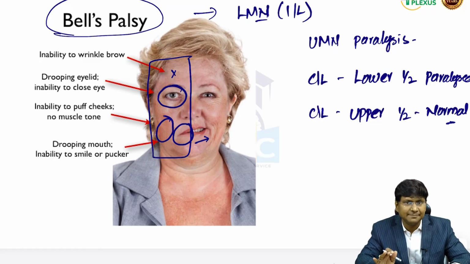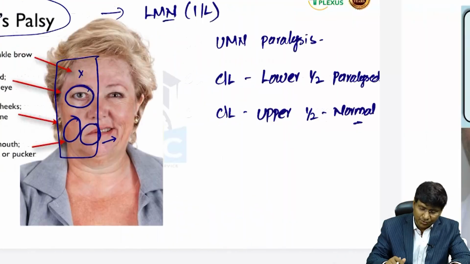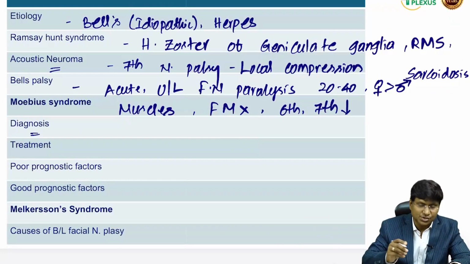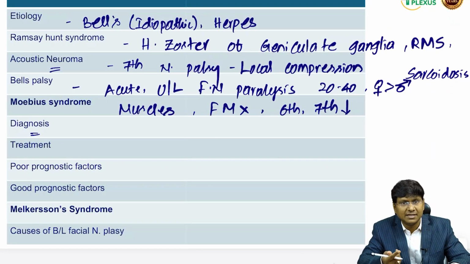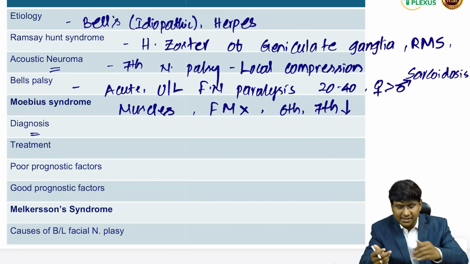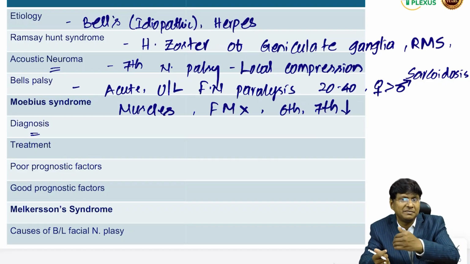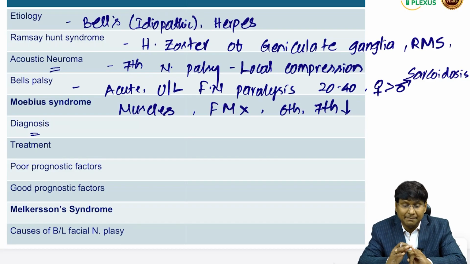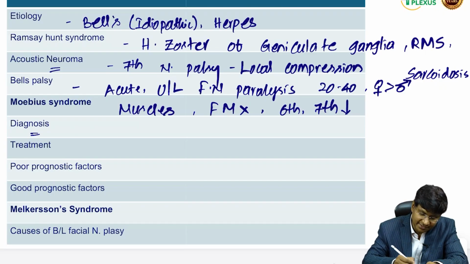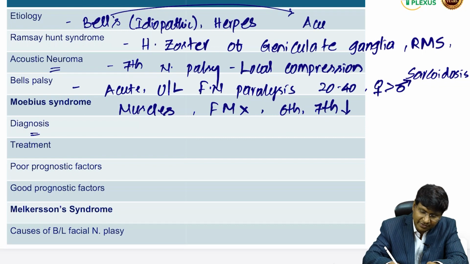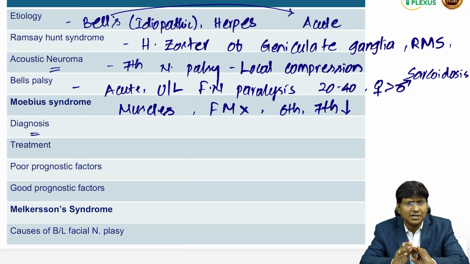Now, at the same time, you need to know the diagnosis of the facial nerve palsy or Bell's palsy. See, the diagnosis is mainly clinical. I have shown you what all features will be there in case of Bell's palsy. And Bell's palsy is acute in onset. That is a very, very important point. So in Bell's palsy, the onset will be acute.